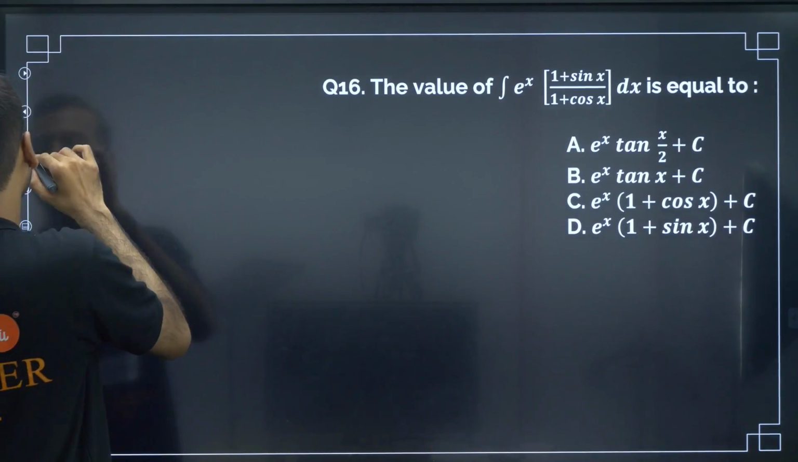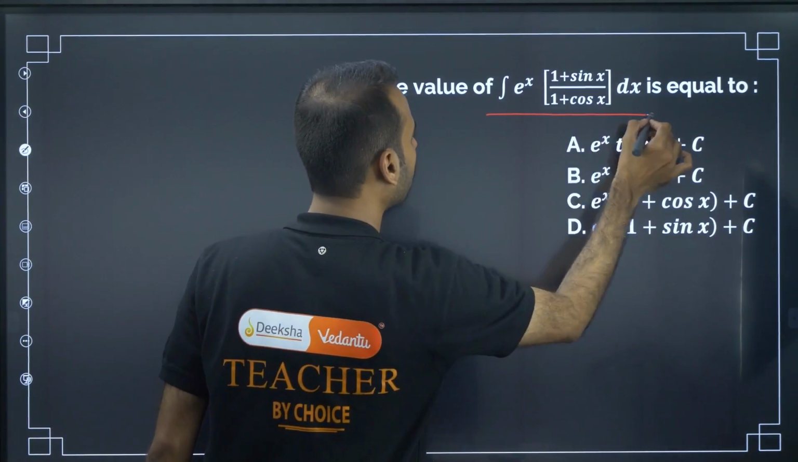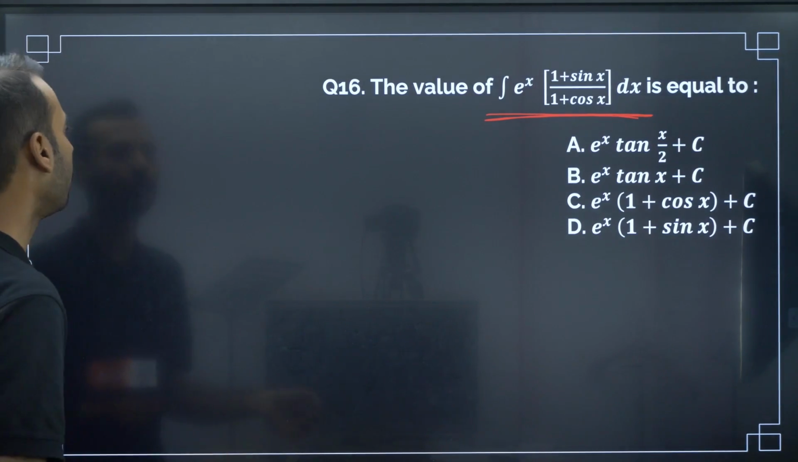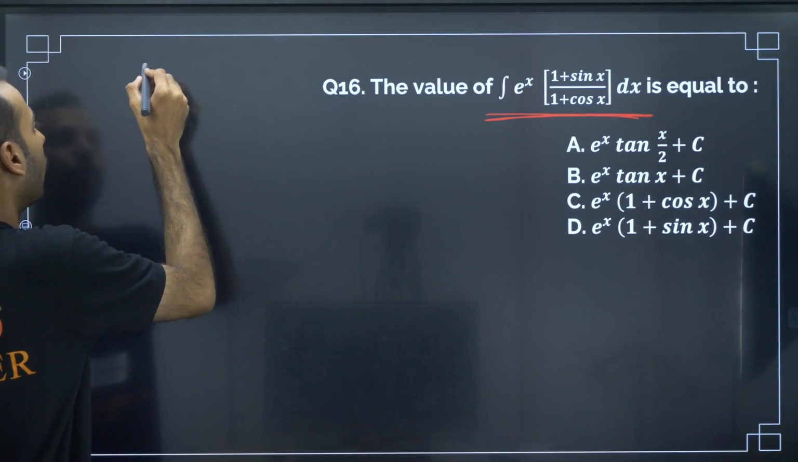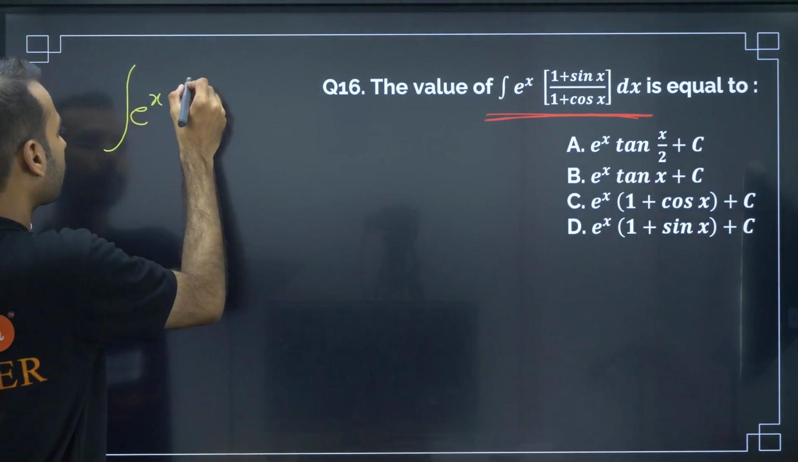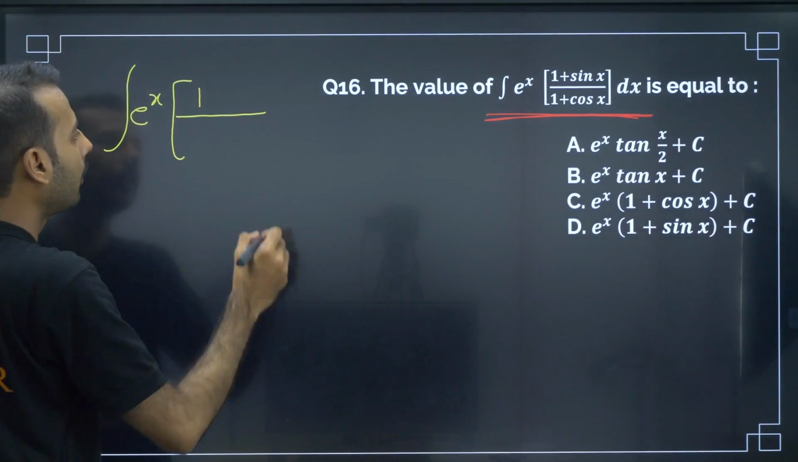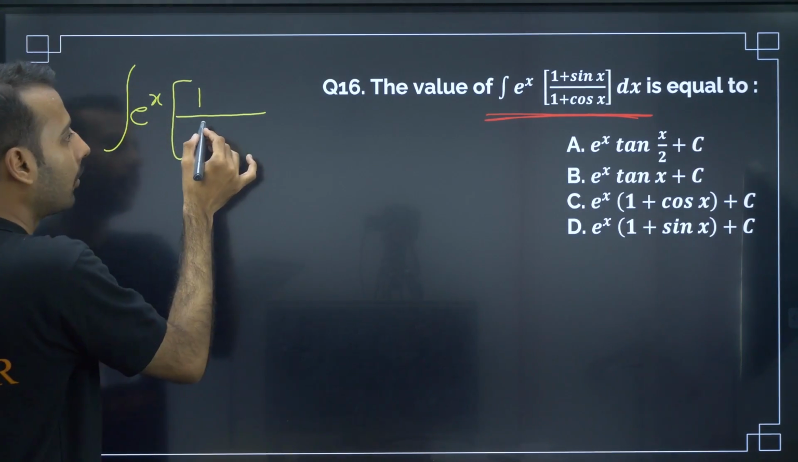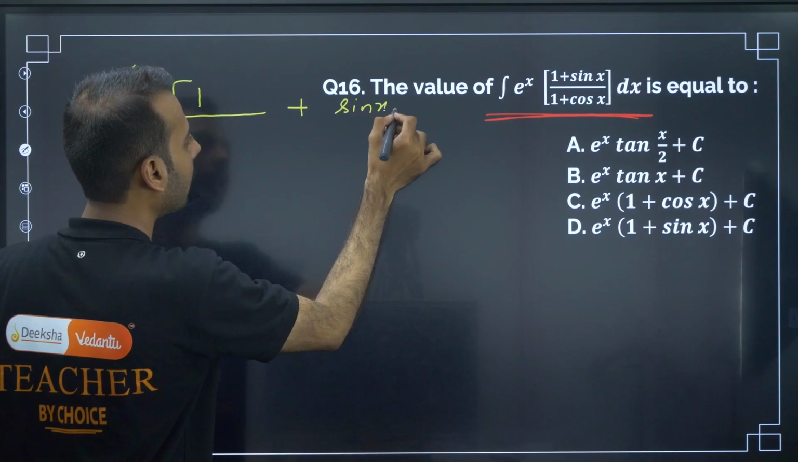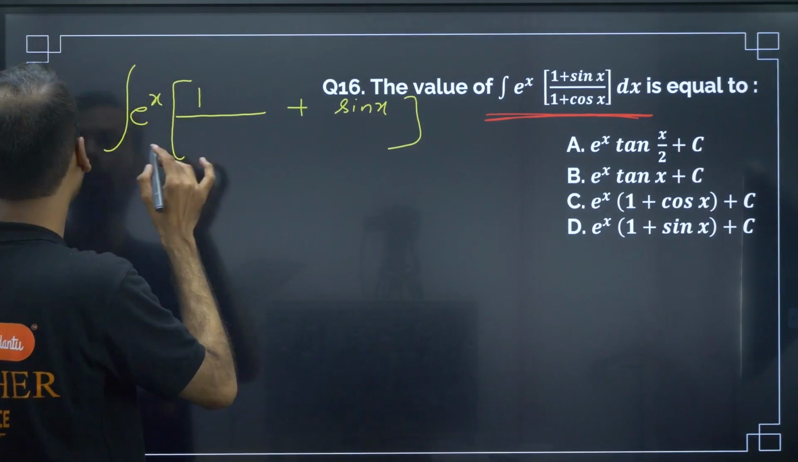e raised to x, they are asking us to find the integral of this. So just now we discussed one integral formula. Maybe it also might be in that form only. e raised to x, 1 by 1 plus cos x. First let me write, there are two terms, 1 and sin x, and also 1 plus cos x.